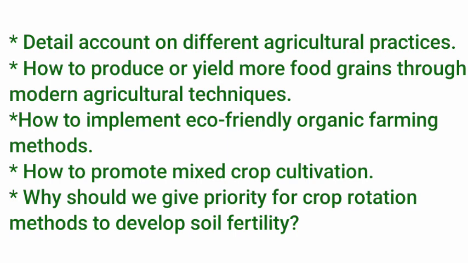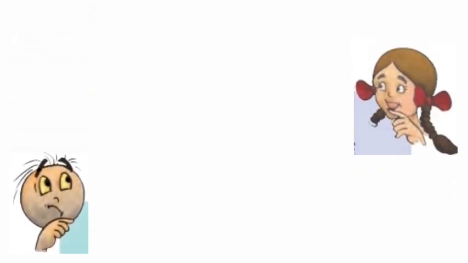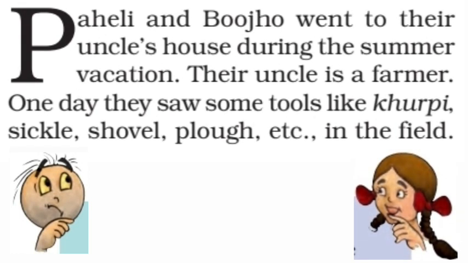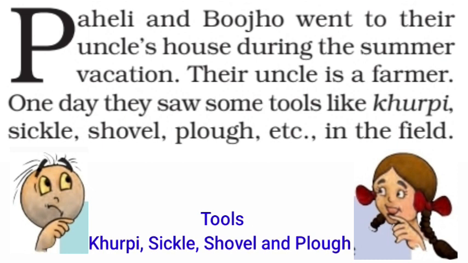These are the learning outcomes that we can expect from this lesson. We already learned about agricultural practices in lower classes. As per the lesson, in the first paragraph, Pahel and Bujo went to their uncle's house during the summer vacation. Their uncle is a farmer. One day they saw some tools like a kurpi, sickle, shovel, plow, etc.